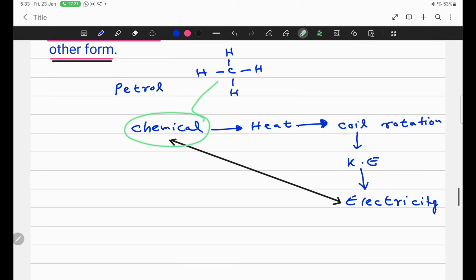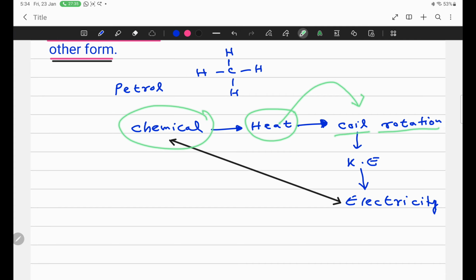Fuel contains chemical energy. When a fuel is burnt, it is converted into heat energy. This heat energy is used to run a generator in which the coil starts rotating. So the coil has kinetic energy as it is moving, and this kinetic energy in a magnetic field turns into electricity. So you cannot produce electricity. Actually, we are converting one form of energy into the other form of energy.